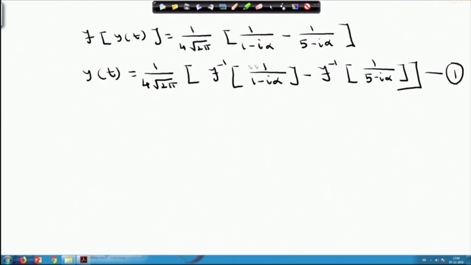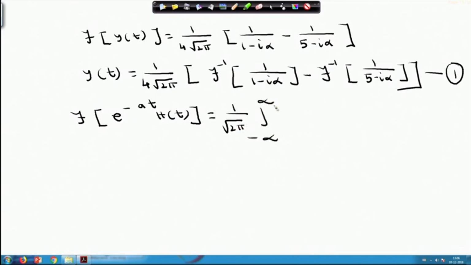To find the value of this Fourier inverse of 1 by a minus i alpha, let us start with the integral e to the power minus at into h of t, where again I am repeating, h of t is nothing but the unit Heaviside function. So, the Fourier transform of e to the power minus at into h of t, from the definition, you can write as 1 by root 2 pi, integral from minus infinity to infinity of e to the power minus at h of t into e to the power i alpha t dt. This equals 1 by root 2 pi.